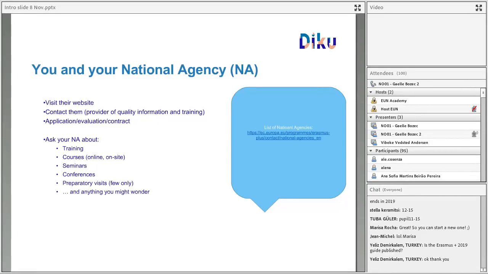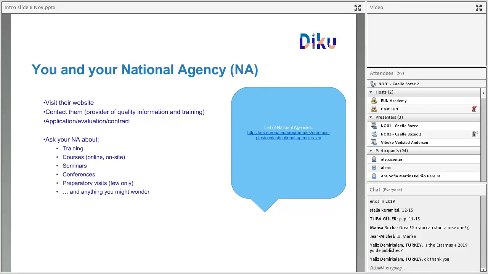Here in the blue box, you have the list of the national agencies if you don't know where they are and how to locate them. You should contact your national agency. You should visit their website. You should contact them and tell them that you want to have a project.